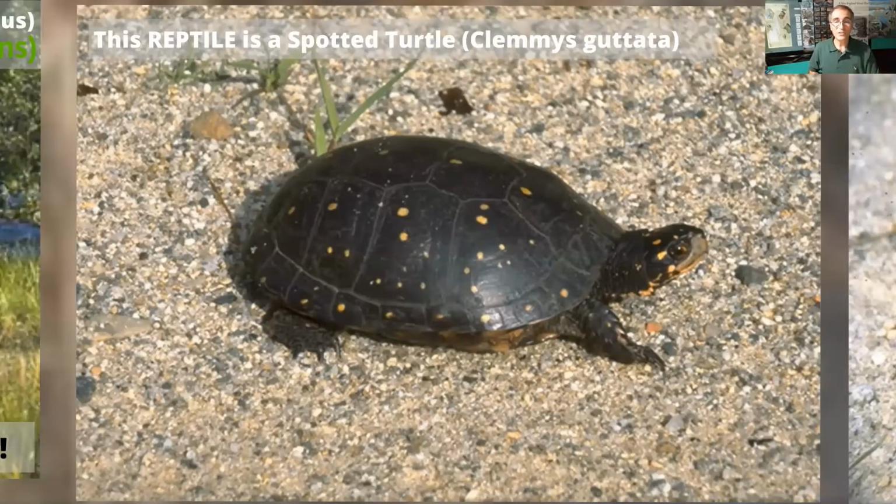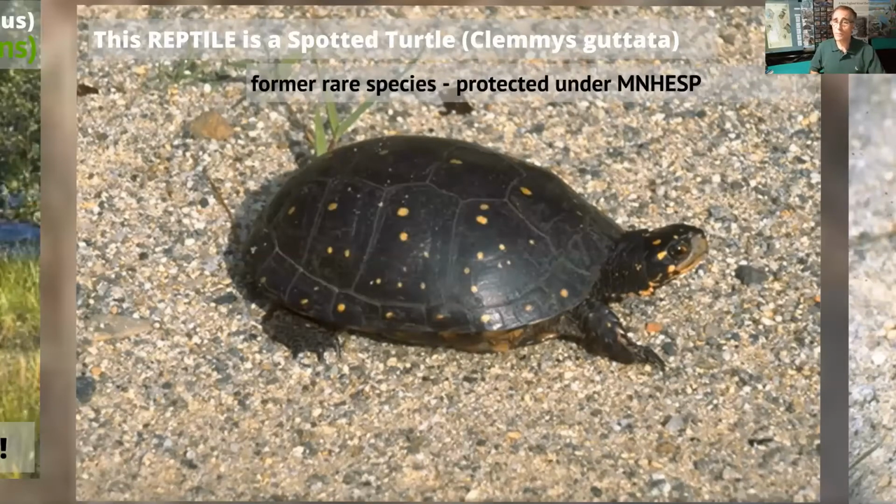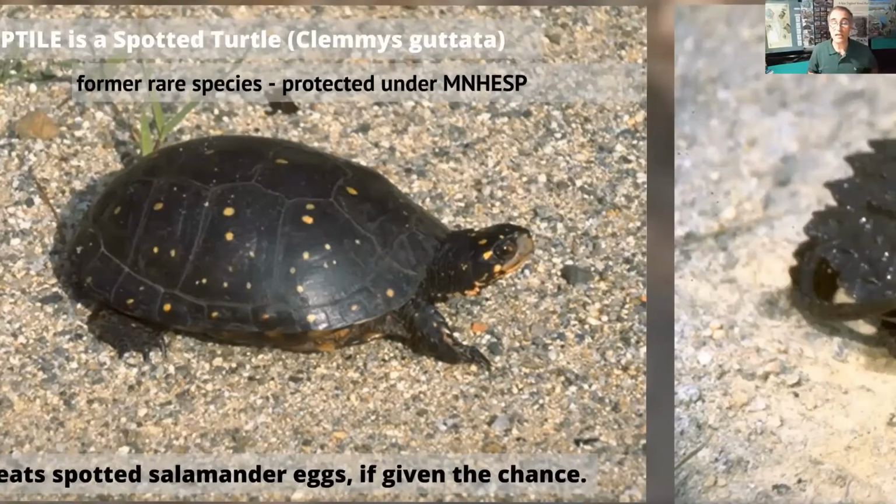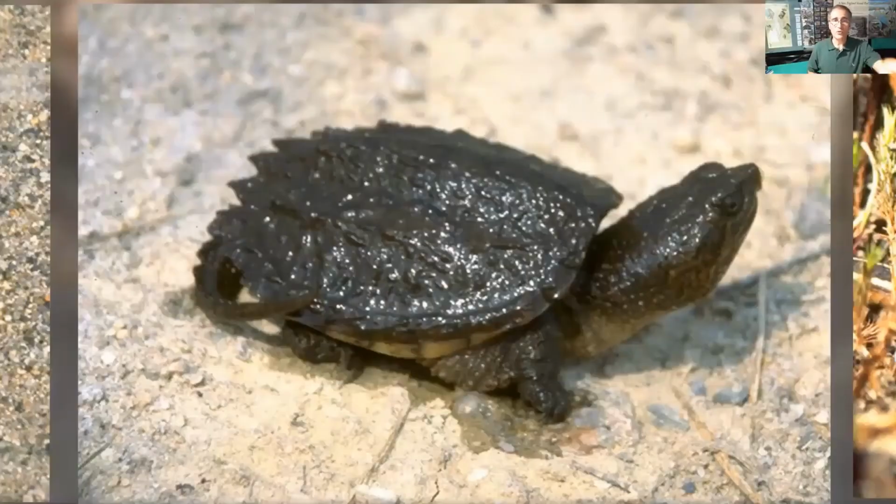The reptiles, turtles. This is a spotted turtle. It's no longer protected under the Mass Natural Heritage and Endangered Species Program in the state. It's delisted, I guess, but it's still worth protecting. And it will eat spotted salamander eggs if given the chance, meaning animals in the vernal pools feed on other animals, wetlands will feed on other animals.